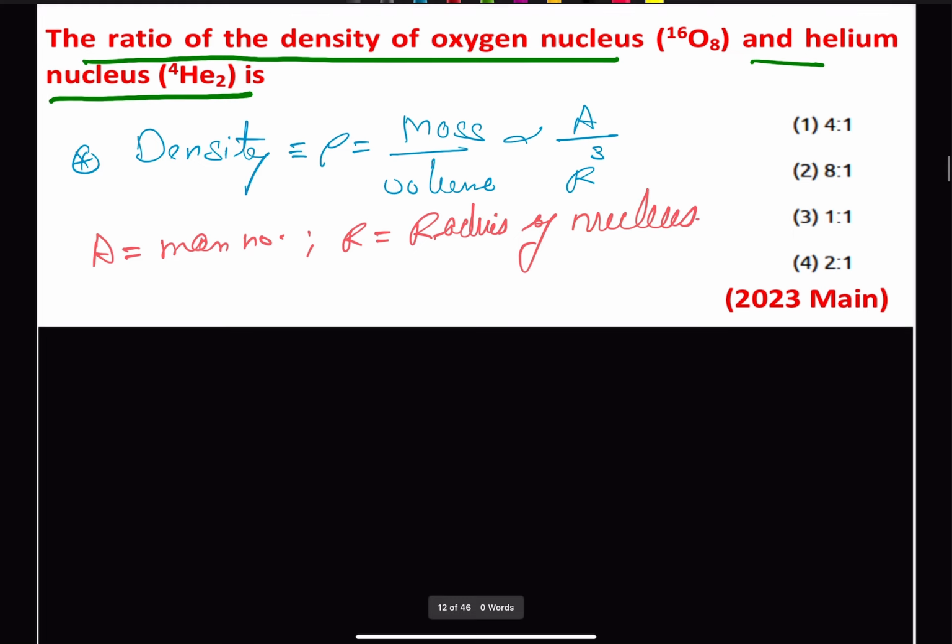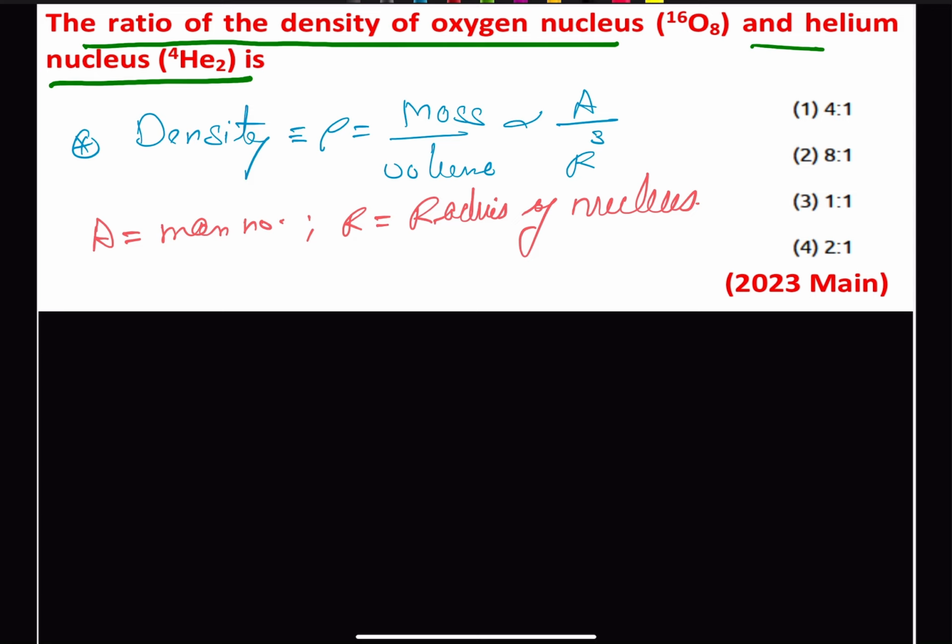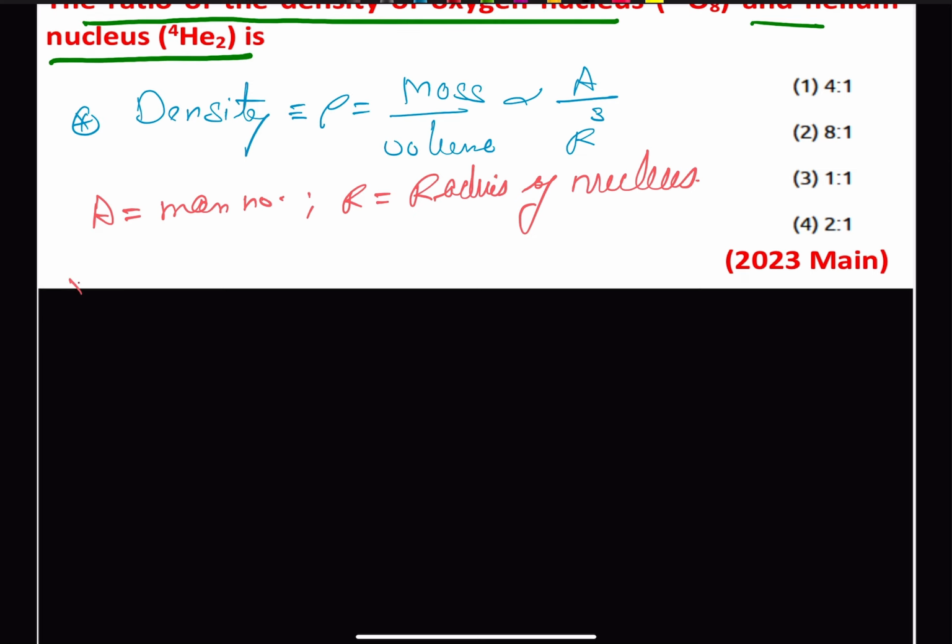Radius of the nucleus. We already know that our radius of nucleus, that is R, in terms of our mass number, we also know. So we can say our radius of nucleus, that is R, is equal to R naught A raised to power 1 by 3. Or from here we can say that our R cube is proportional to A.